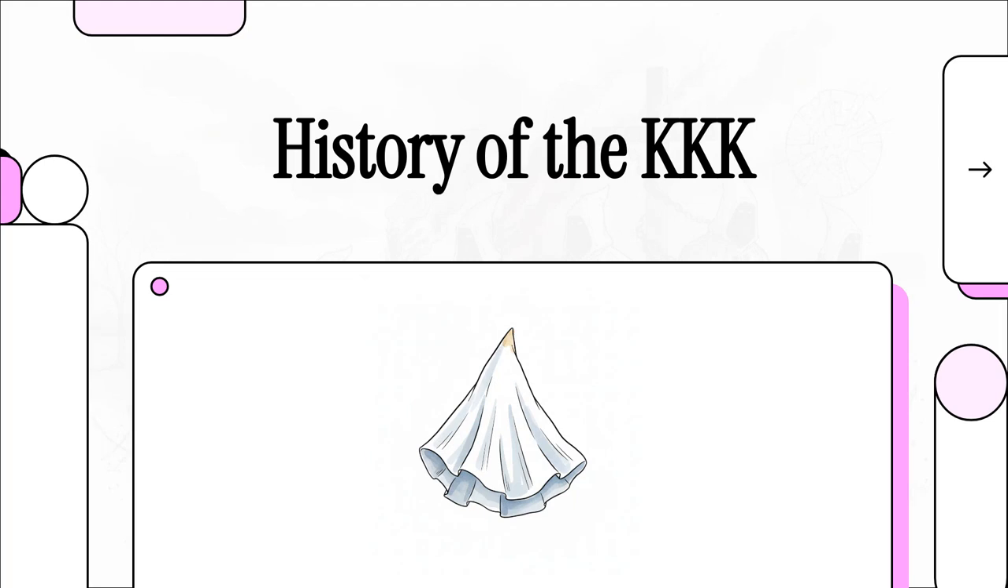Welcome to This Explainer. Today, we're diving into a dark but absolutely crucial piece of American history. We're looking at the Ku Klux Klan, unpacking the 150-year history of America's oldest hate group. To really grasp the long struggle for civil rights in the U.S., we've got to understand what this organization actually was and what it is today.